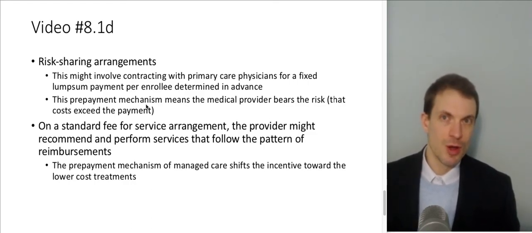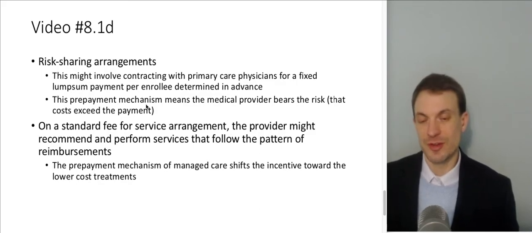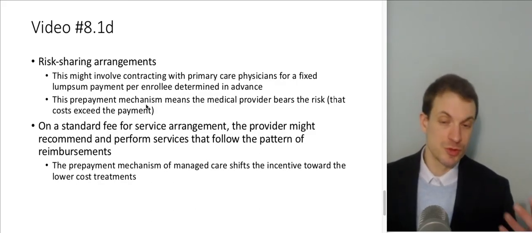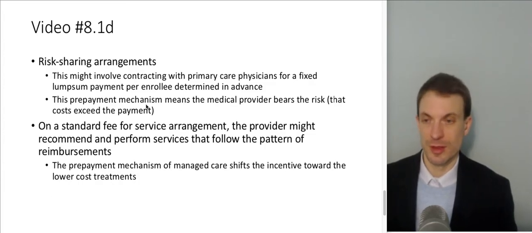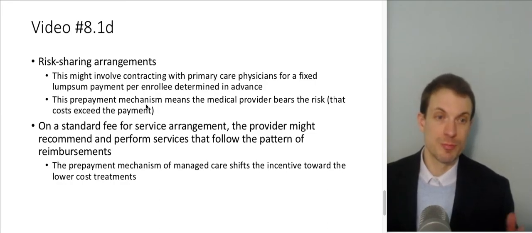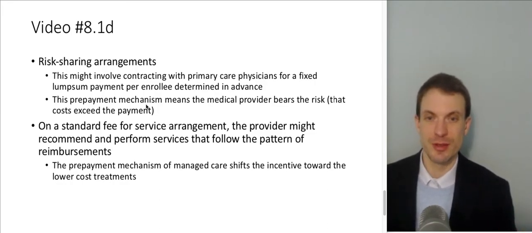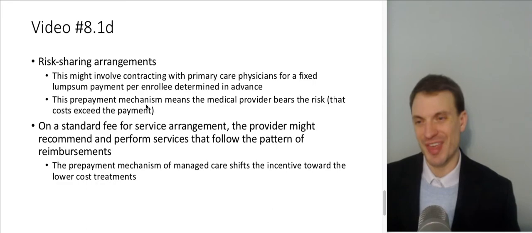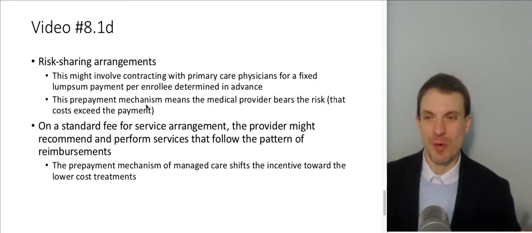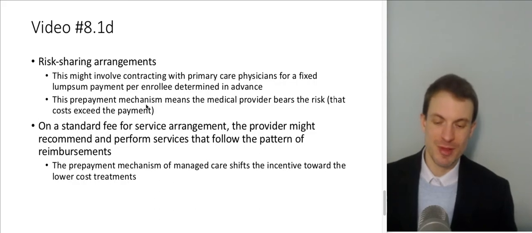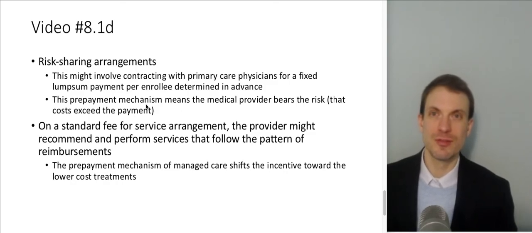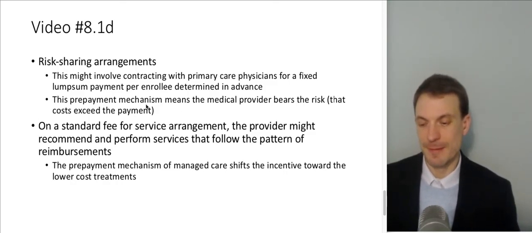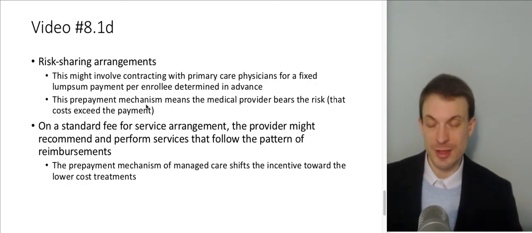The idea then would be, hopefully the medical providers are sufficiently incentivized to be good gatekeepers of administering the care. On the standard fee for service arrangement, the provider would potentially just recommend and perform services following whatever is the pattern of reimbursement. So now you've got a different problem of moral hazard, which is that if some treatments or some particular courses of treatment have more lucrative reimbursements, you've got an incentive to follow that pattern instead. And so there's moral hazard actually throughout the healthcare system.